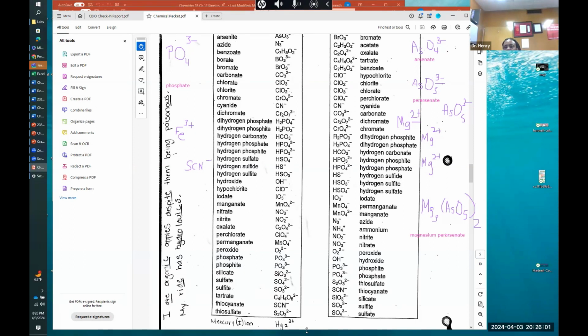Okay, so what would be the chemical formula? Well, first you need to balance the charges, right? So the SCN would have a 3. Okay, so I need 3 of them. I can't just change that one charge, so we're going to need 3 copies of it.